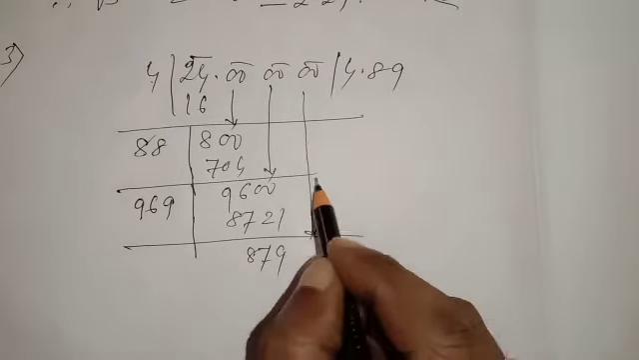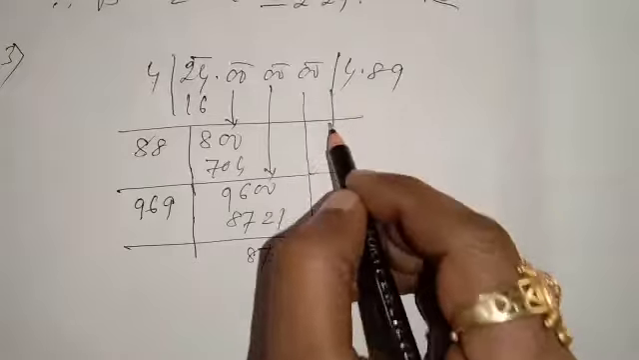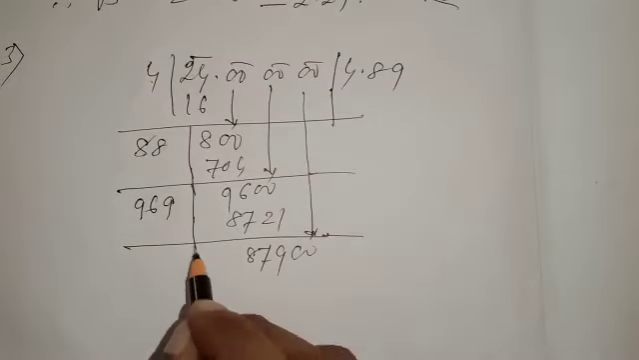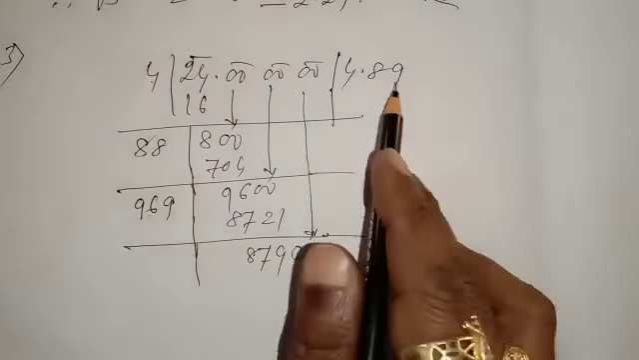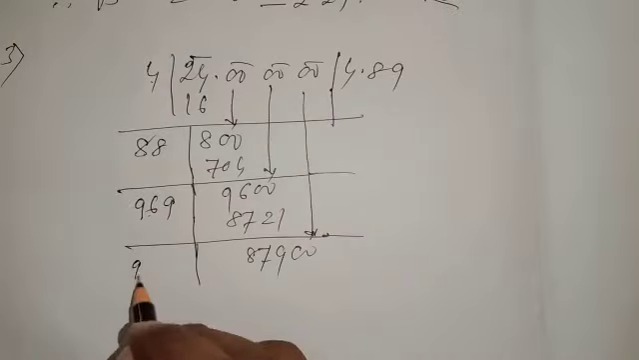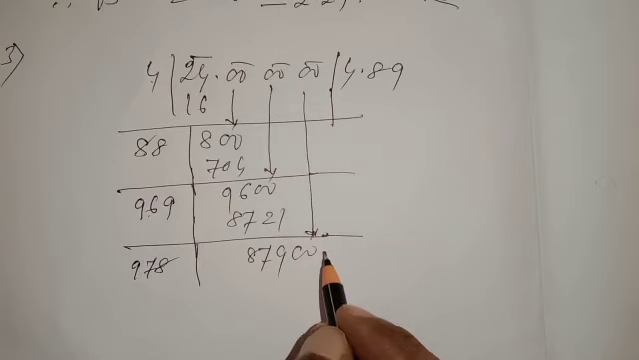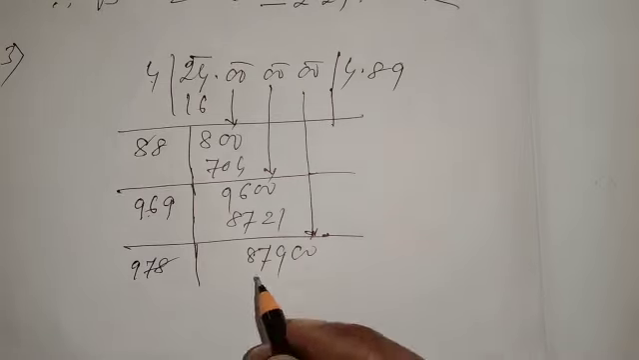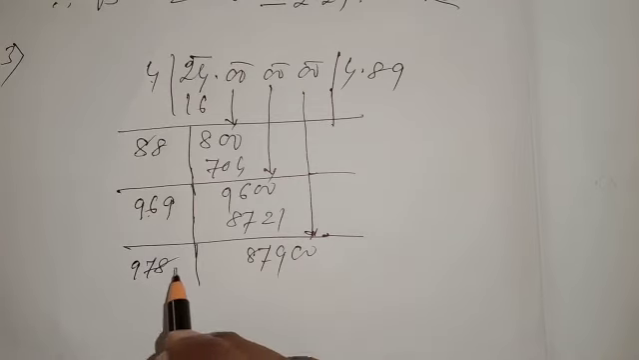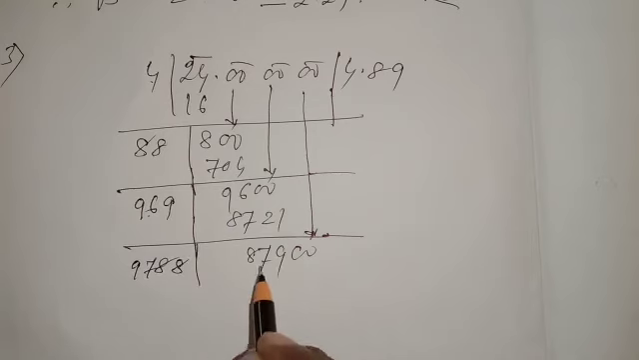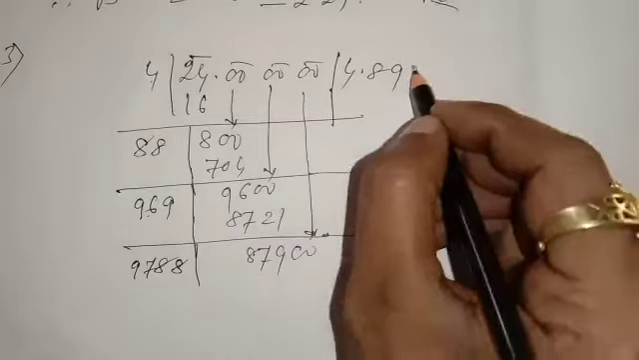How much is coming? Now 969 plus 9, that is 978. Now see how much you have to put here. You have to put 8, because if I put 9, it is coming more than 87900. If you put 8 here, you have to put 8 here as well.